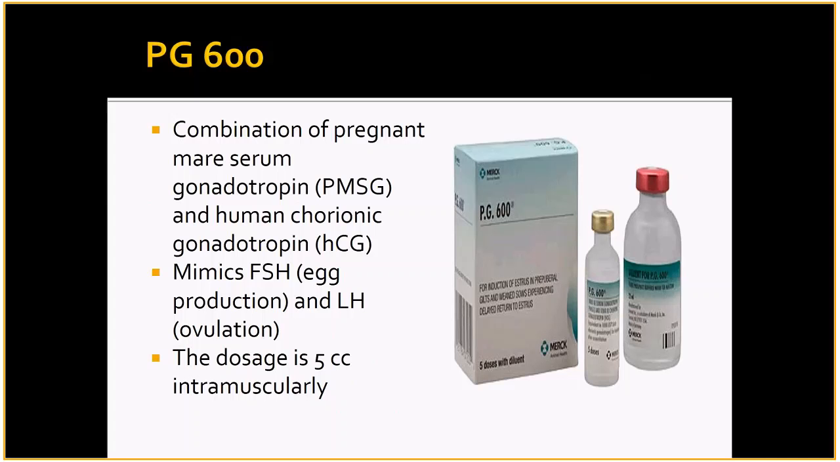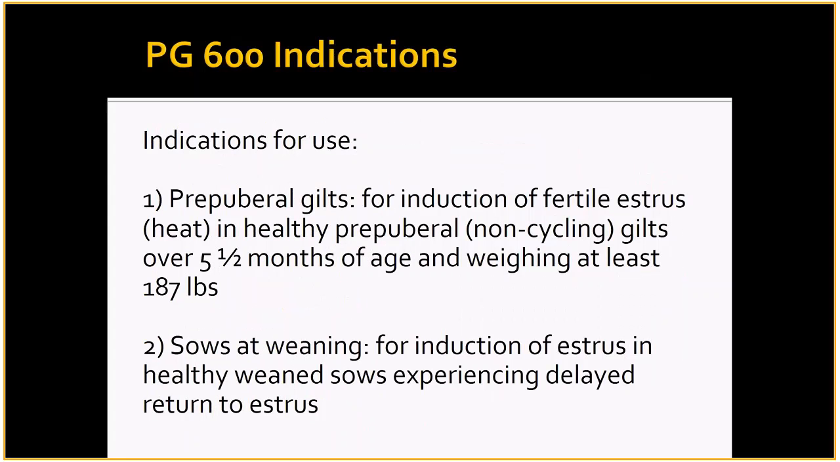So the indications for use with this: pre-pubertal gilts for induction of a fertile estrus in healthy pre-pubertal gilts, non-cycling gilts over 5.5 months of age and weighing at least 187 pounds. This is directly from the label. Or sows at weaning for induction of estrus in healthy weaned sows experiencing delayed returns to estrus.